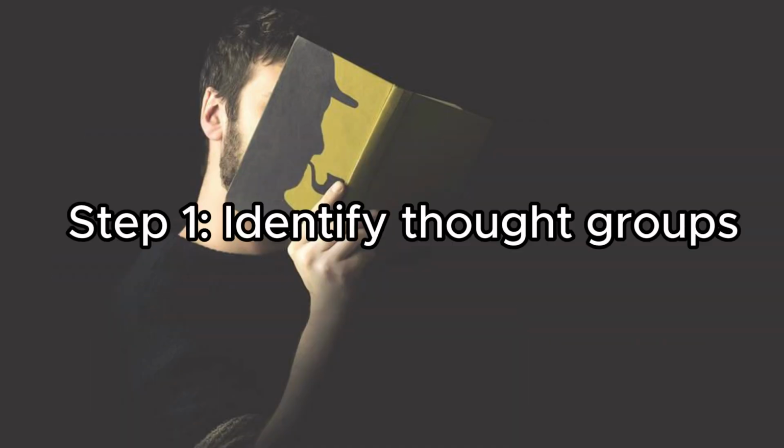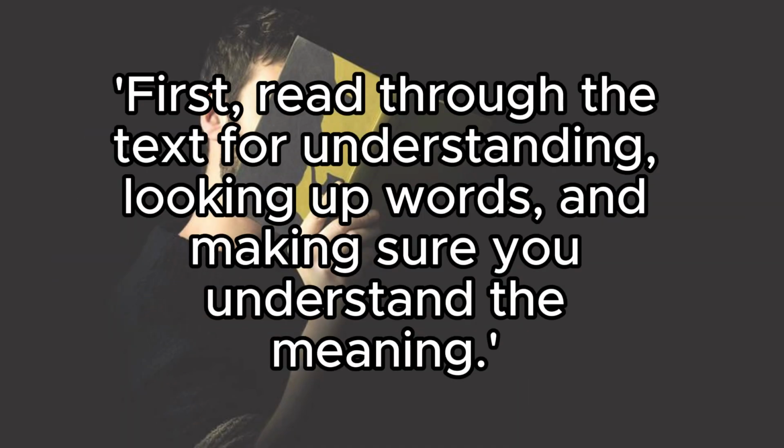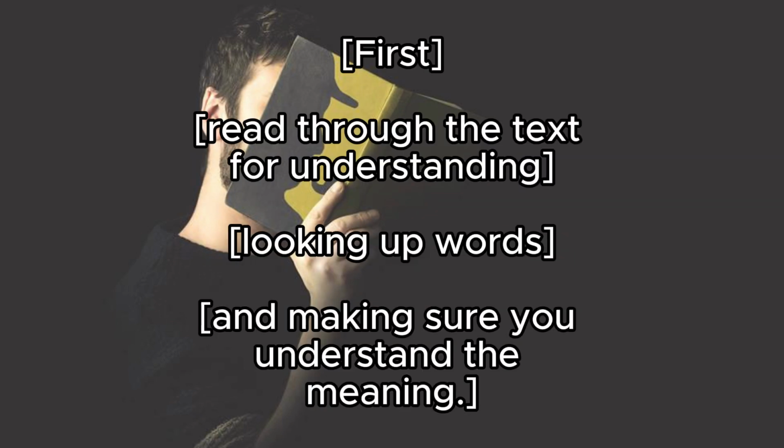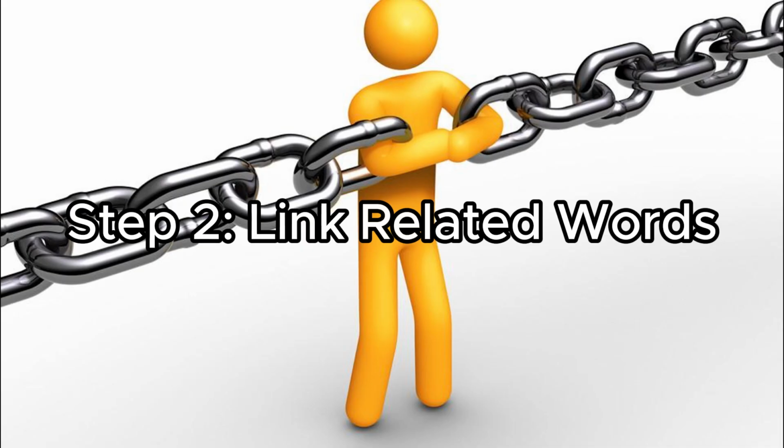Step 1. Identify thought groups. For instance, consider the sentence. First, read through the text for understanding, looking up words, and making sure you understand the meaning. Notice how we pause between phrases to structure our thoughts. It helps beginners to write each part on its own line, forming a vertical list that helps students remember where to pause.